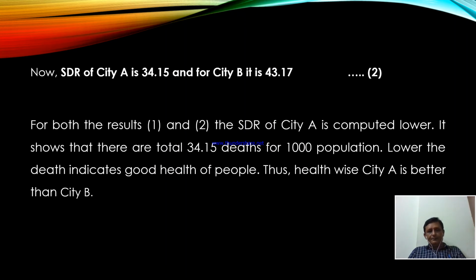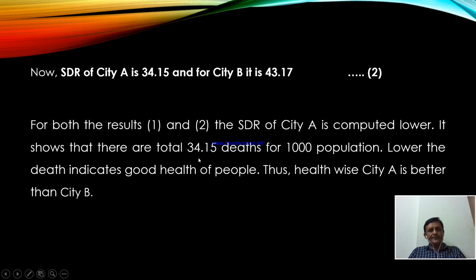So now let me compare them for both the results, which we have named results 1 and 2. Let me check both the results. In both the cases, the SDR of city A is computed lower. In the first case, it was lower for city A, and in the second case again it is 34.15 compared to 43.17.